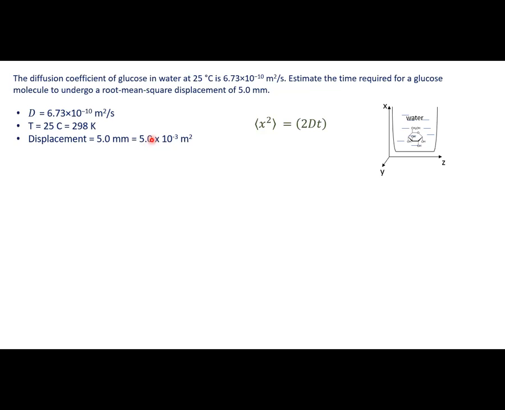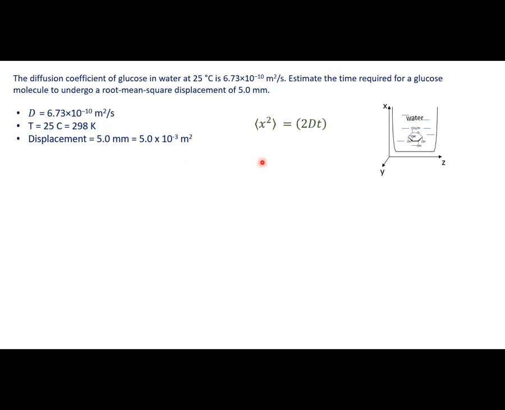Next question. The diffusion coefficient of glucose in water at 25 degrees Celsius is 6.73 times 10 power negative 10 meters squared per second. Estimate the time required for a glucose molecule to undergo a root mean square displacement of 5 millimeters. Again, as usual, we are going to note down all the parameters given in the question. We have the displacement of the glucose molecule, the diffusion coefficient, and the temperature. The displacement is 5 millimeters, and I'm converting that to meters. Rather, it should be just meters, not meters squared.